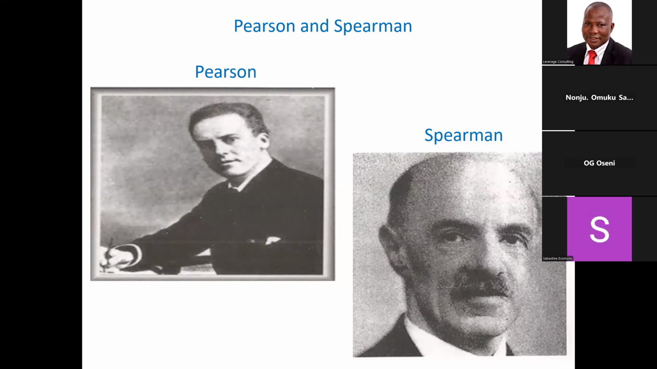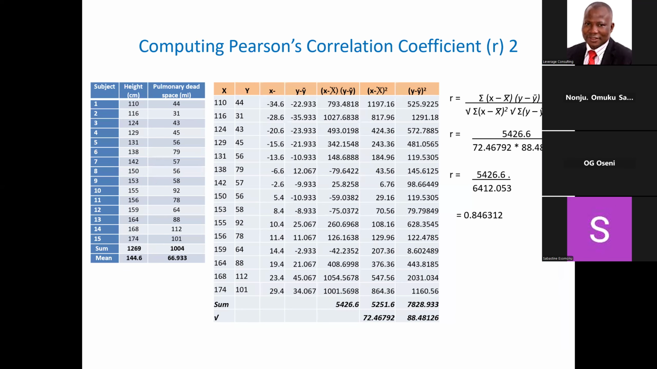So this is testing Spearman. You know the difference between them. To compute correlation is very simple, so you may not be interested in that, but let me show you the way.